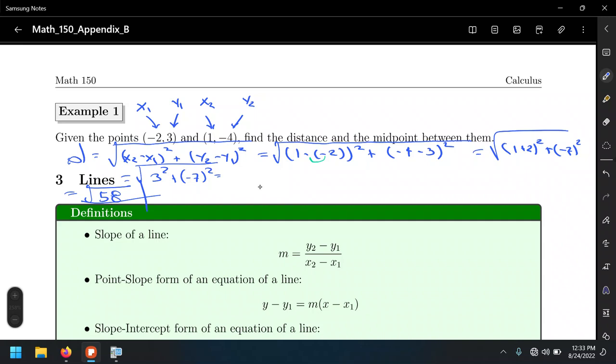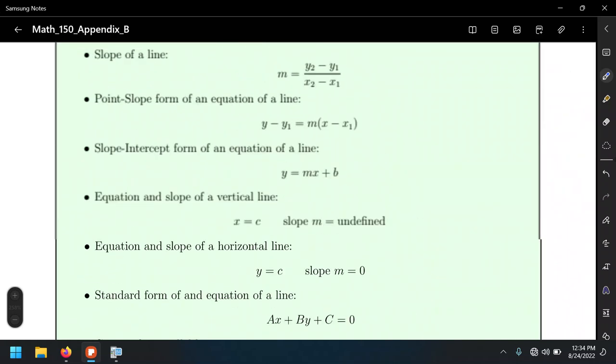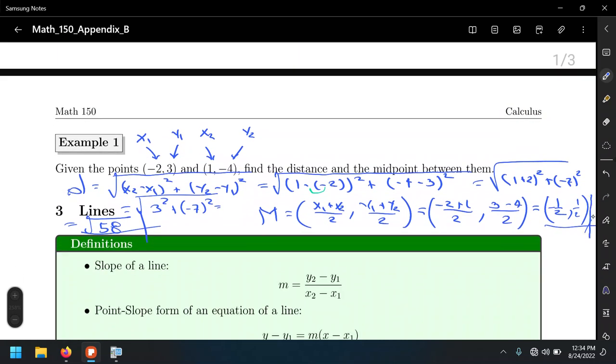So that's the distance. What about the midpoint? M: x1 plus x2 over 2, y1 plus y2 over 2. Just plug in the numbers and simplify. That's about it. So x1, which is negative 2, plus, careful, 1, over 2, and 3 plus negative 4, over 2. Negative 2 plus 1 gives us a negative 1 in the numerator and a 2 in the denominator. That's negative 1 half. And 3 minus 4 is 1, but negative in this case. So that's the point in between the given two points.